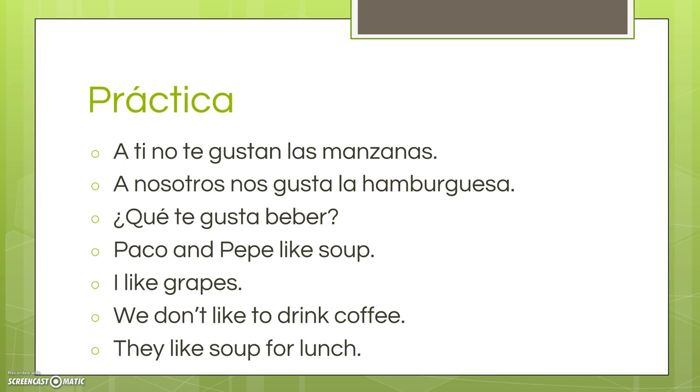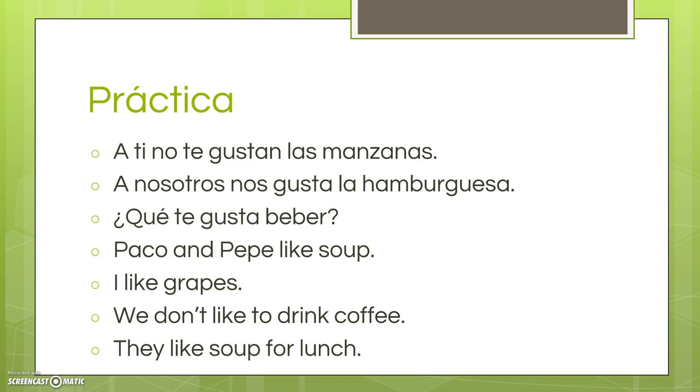Okay, now underneath that section, there are a couple of sentences that I would like you to practice with. You want to translate them to English if they're written in Spanish, and if they're in English, you'll want to translate them to Spanish. So the first one is, a ti no te gustan las manzanas. The second one is, a nosotros nos gusta la hamburguesa. Third one is, ¿qué te gusta hacer?